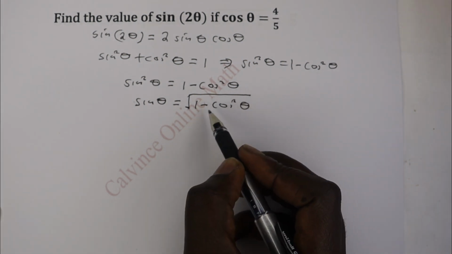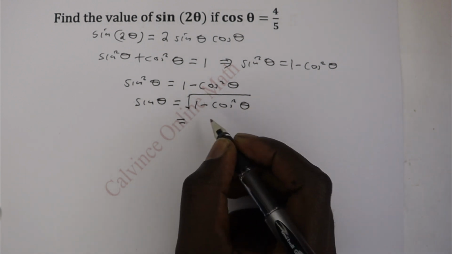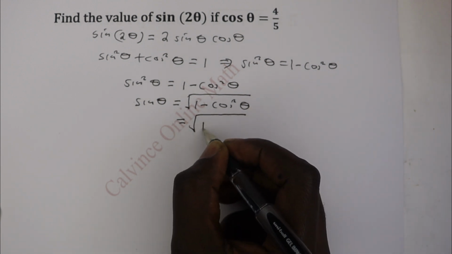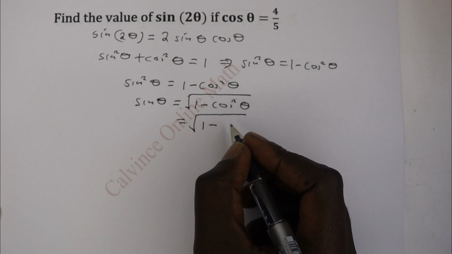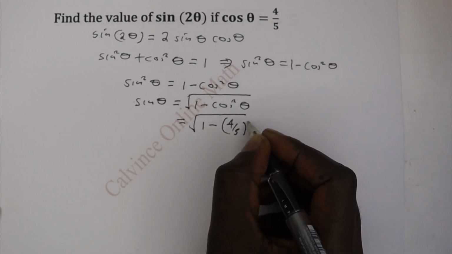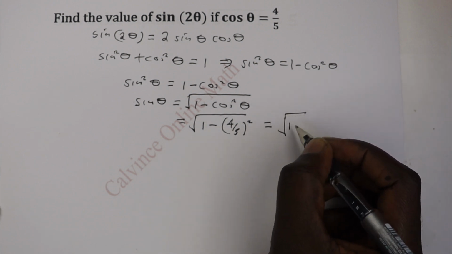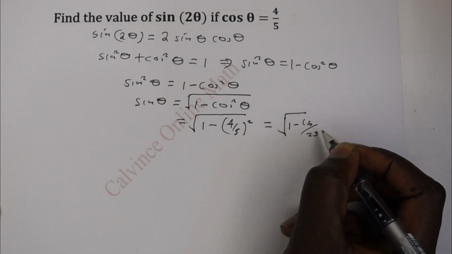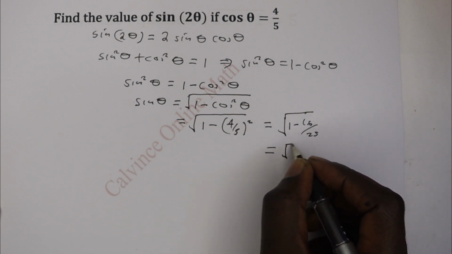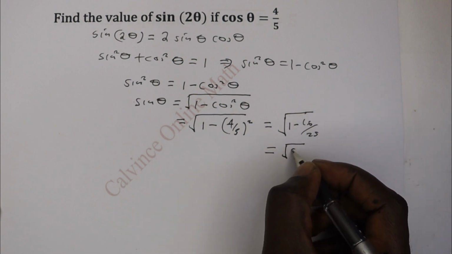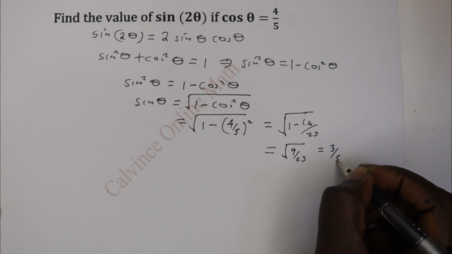But remember, we have cos theta as 4 over 5. So we can write this as the root of 1 minus cos squared theta. So we take cos theta, which is 4 over 5, and then we square it. So that will be the root of 1 minus 16 over 25. So you can work this out, and you'll find it to be the root of 9 over 25, which becomes 3 over 5.